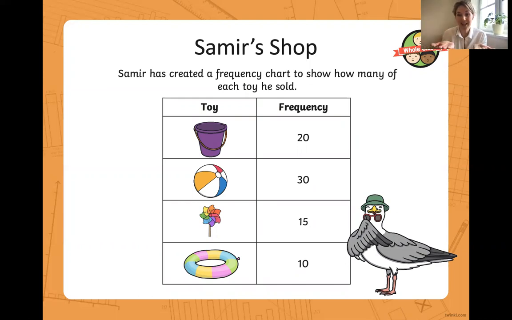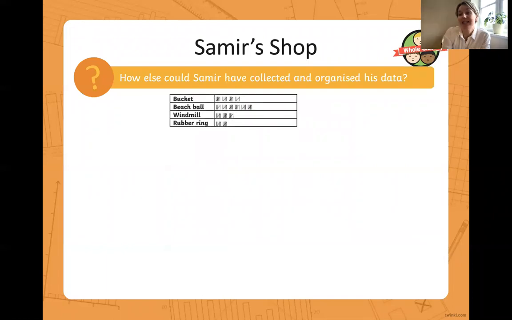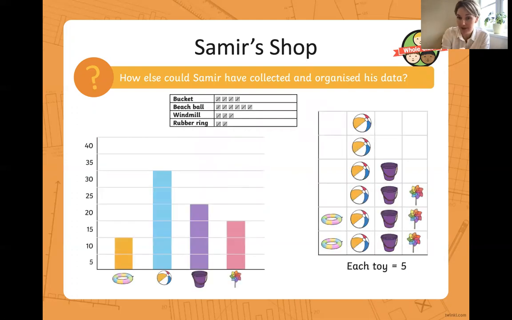So he sold 20 buckets. How many balls? 30. How many windmills? I love those, do you? 15 windmills and rubber rings, 10. So how else could he have collected and organised his data? So we've been learning about tally charts, block diagrams, and look, pictograms too.